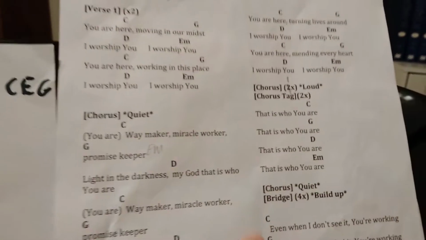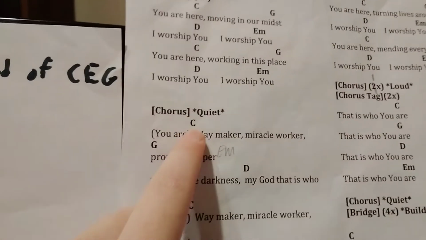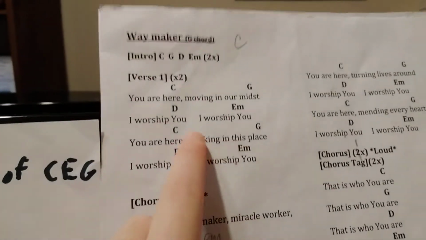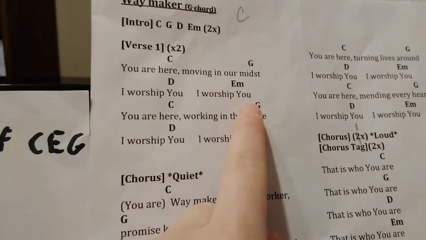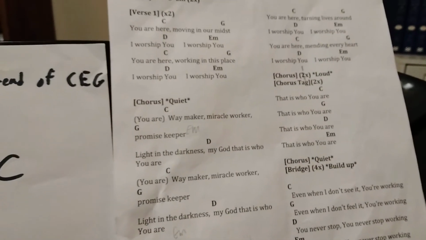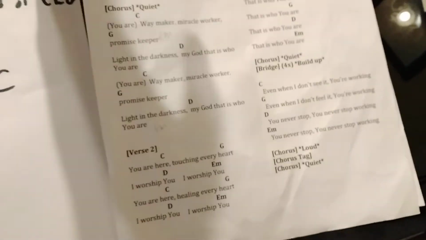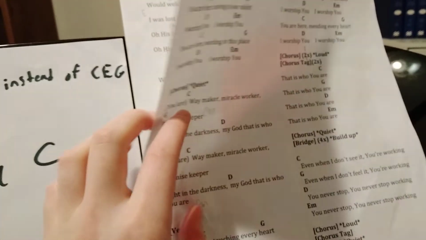Okay, so those are chord names, and that's how you read them. You've got your C major, G major, D major, E minor, and I think that's it. There's not much else to it. And, okay, I guess we can talk about one more chord name.